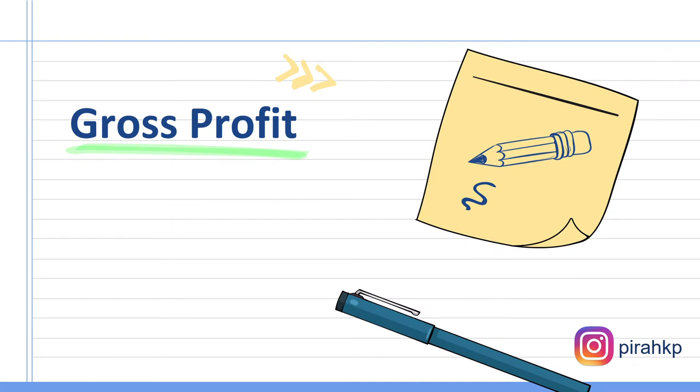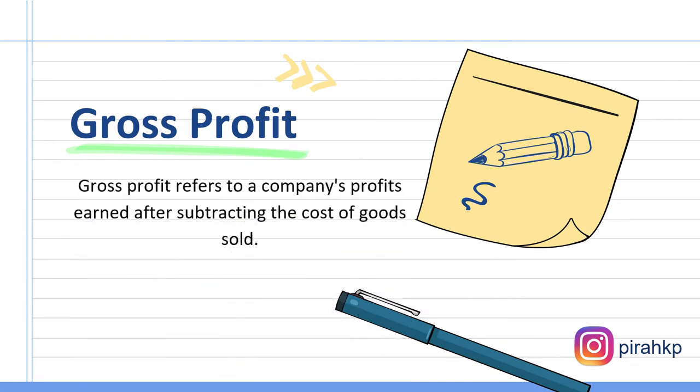First thing is gross profit. Gross profit refers to a company's profits earned after subtracting the cost of goods sold. We will also be looking at cost of goods sold in a while, so have patience. Gross profit, or it can even be a loss. So gross loss can also be there if a company's earning is less than the cost of goods sold, then there will be gross loss. And if revenue is more than the cost of goods sold, then there will be gross profit.